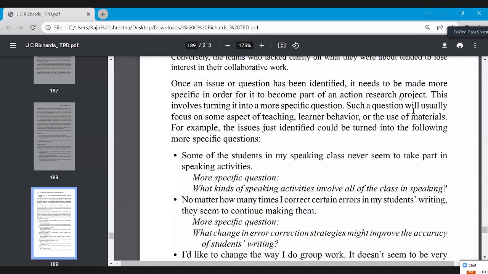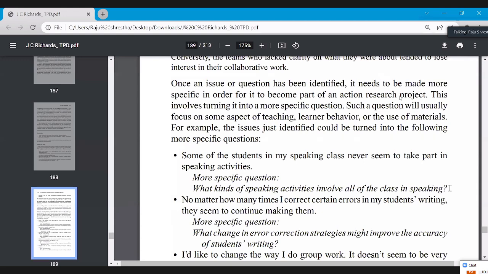Such a question will usually focus on one aspect of teaching, learner behavior, or the use of materials. For example, the issue just identified could be turned into the following more specific questions. Like, some of the students in my speaking class never seem to take part in speaking activity. You चाहिँ issue भयो भने, now more specific question, what kind of speaking activities involve all of the class in speaking? This is the question you ask yourself. आफैलाई सोध्ने प्रश्न चाहिँ यो हो.